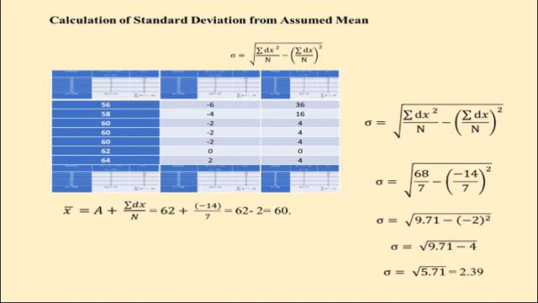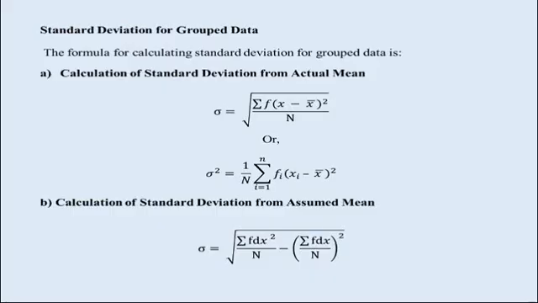Formula is sigma is equal to under root summation dx square divided by n minus summation dx divided by n raised to power 2. We will get the standard deviation is equal to 2.39. Now let us discuss standard deviation for group data.